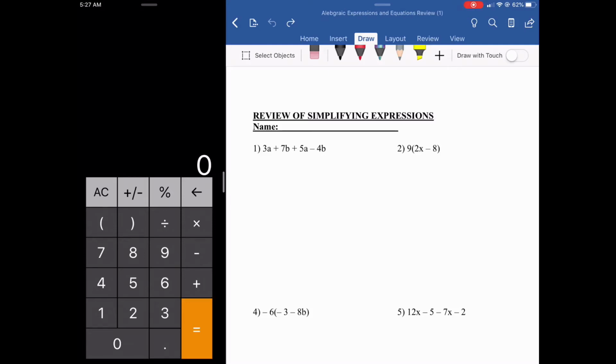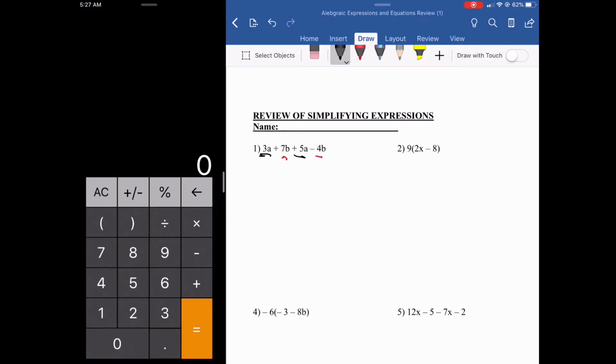Hope all is well. Today we're going to start with simplifying algebraic expressions. First thing you want to do is find all the like terms. So the like terms here are the A's and the B's. So you want to add all the A's and all the B's up.